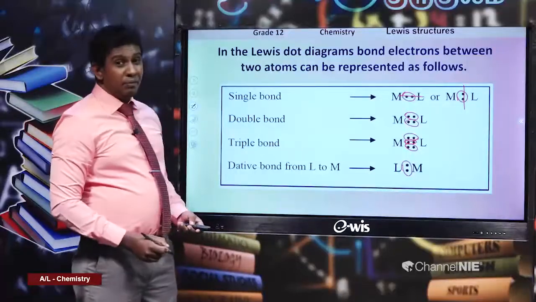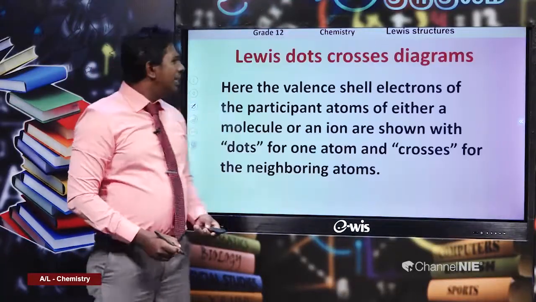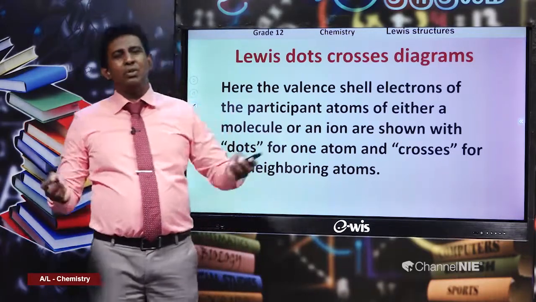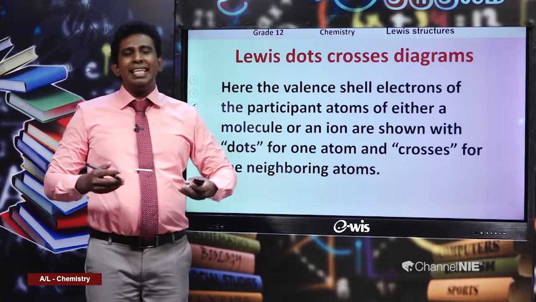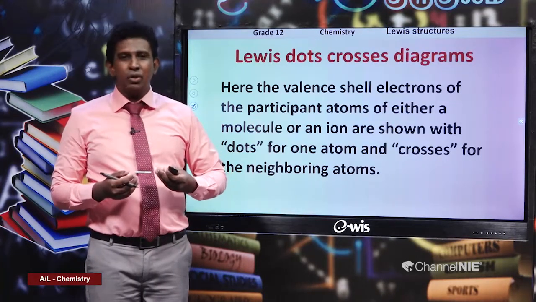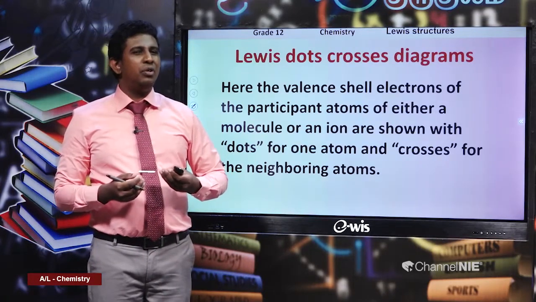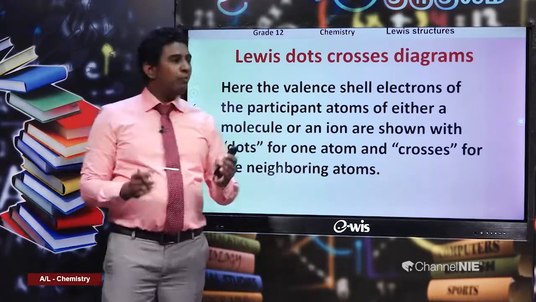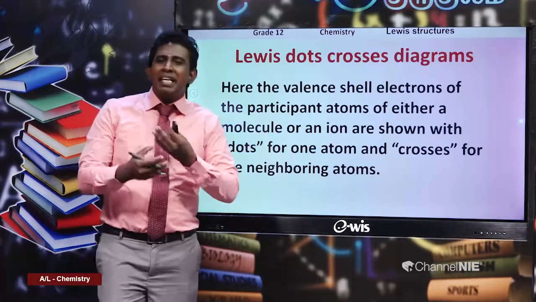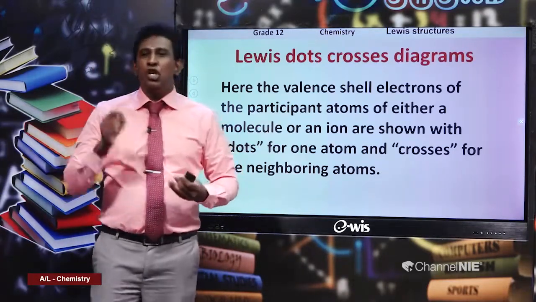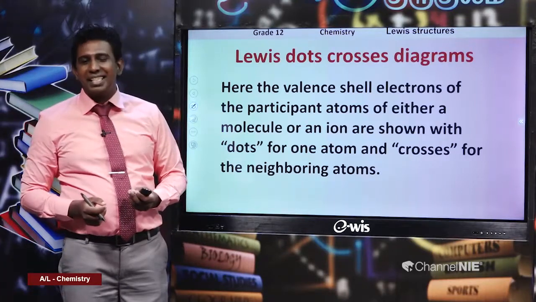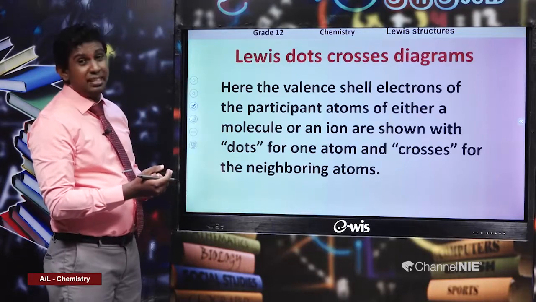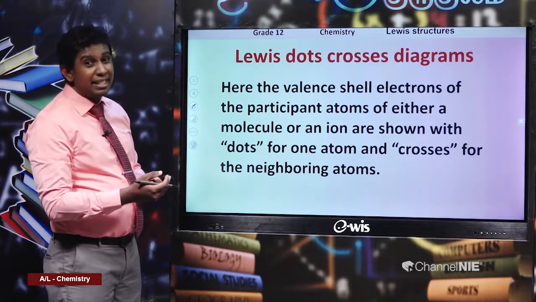Okay. Then students, it's the Lewis dots and crosses diagram. What about those? When you represent the electrons of one atom with dots, the neighboring atom's electrons you could show with crosses. That's what we draw there, the Lewis dot and cross diagram.